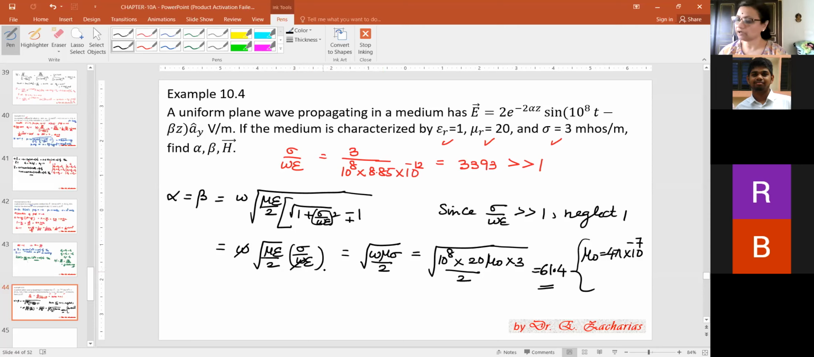Sigma by omega epsilon. Okay, the entire thing is under root. I'm sorry, because there is an under root here also, and then there is a square here. That's why suddenly I thought something is missing. Okay, so I have got my alpha and beta. Now, what am I supposed to find out? Here, I'm asked to find out alpha and beta. Done. It's over. Okay, alpha and beta have been found. So you should not leave it like that. You have to write alpha equal to 61.4 Napier per meter, and beta equal to 61.4 radians per meter.